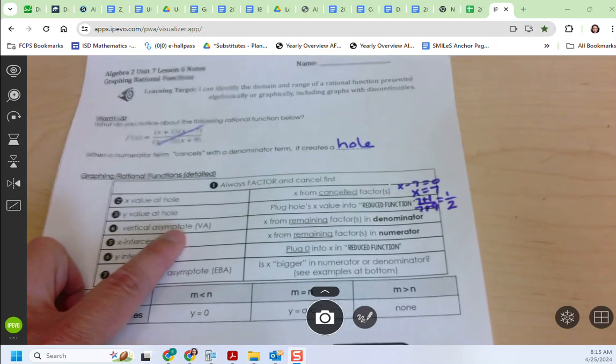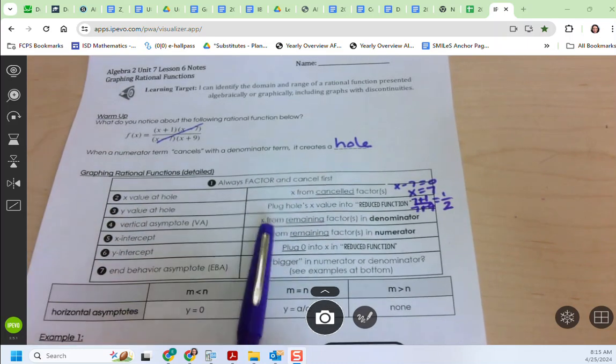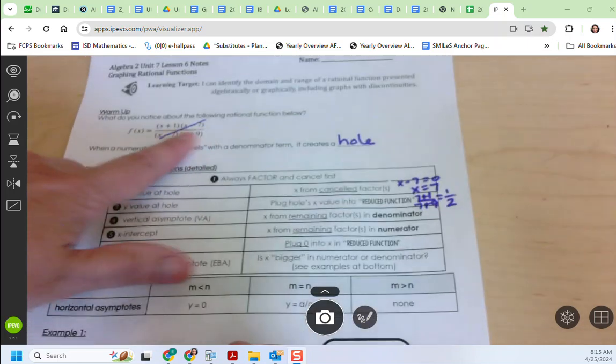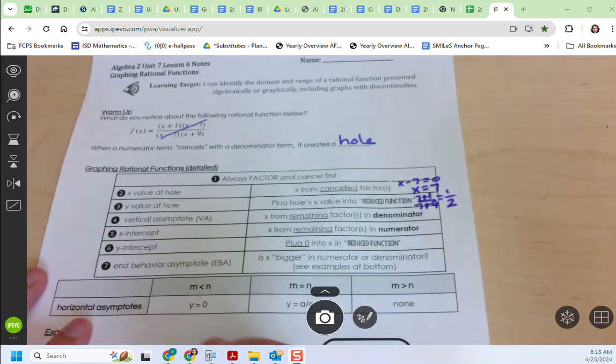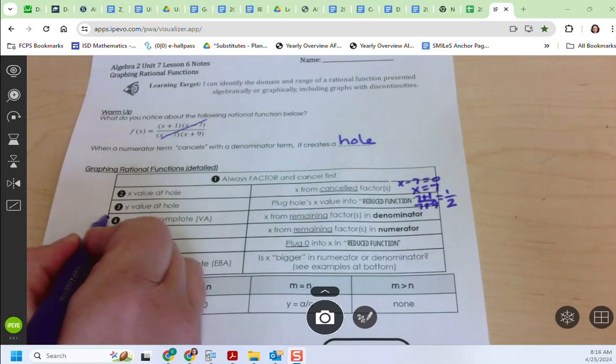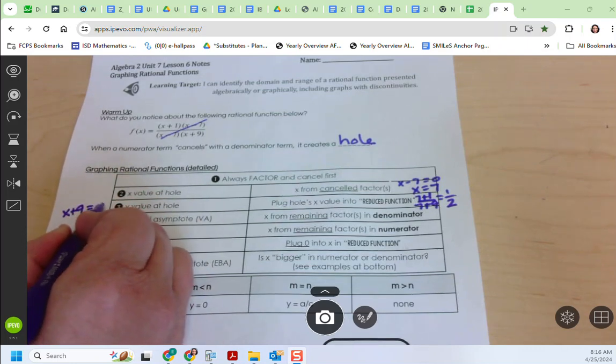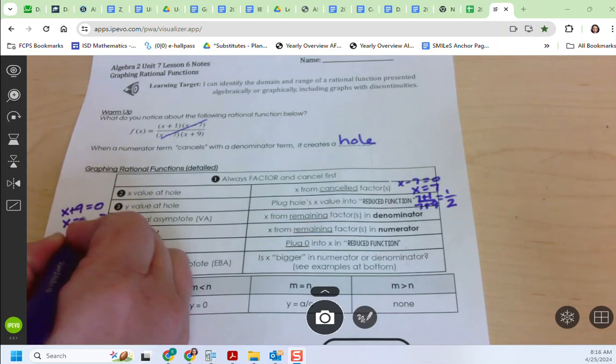Okay, the vertical asymptote comes from the remaining factor in the denominator. So the remaining factor is x plus 9. And so for the vertical asymptote, I would do x plus 9 equals 0, which gives me x equals negative 9.